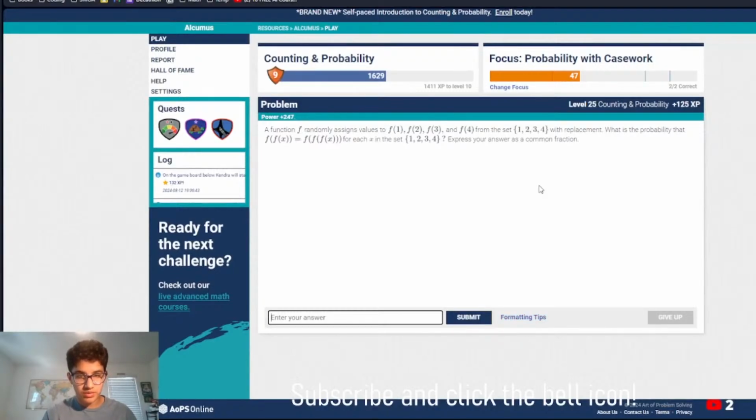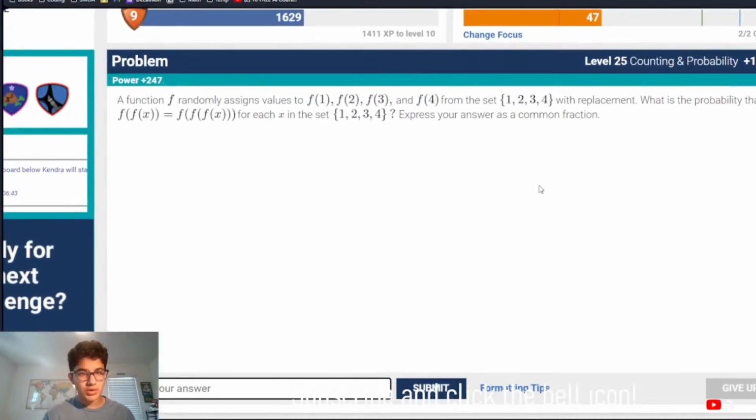Okay, a function f randomly assigns values to f of 1, 2, 3, and 4 from a set. Oh, from the set 1, 2, 3, 4 without replacement. What is the probability that f of x, sorry, f of x equals f of x for each x in the set 1, 2, 3, 4? Okay, wait. I think like f of.